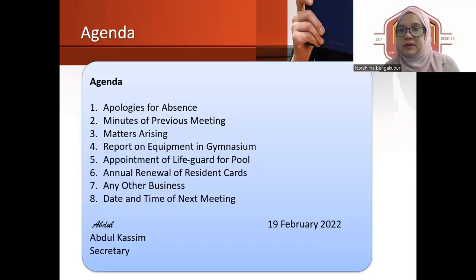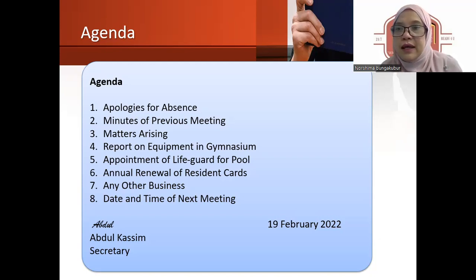Look at this example. Okay. Agenda. Number 1, apologies for absence. Number 2, minutes of previous meeting. Number 3, matters arising. Number 4, report on equipment in gymnasium. Number 5, appointment of lifeguard for pool. Number 6, annual renewal of resident cards. Number 7, any other business. Number 8, date and time of next meeting.